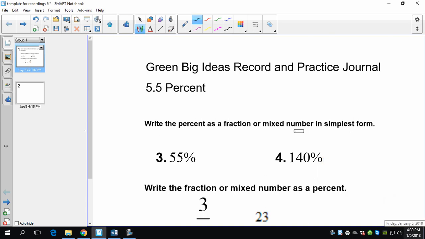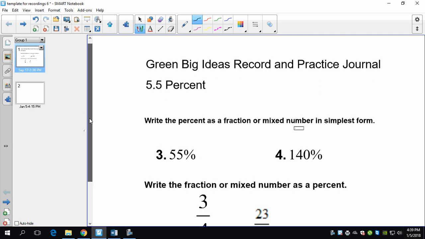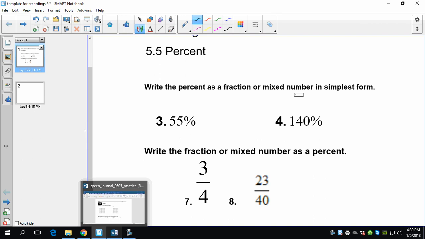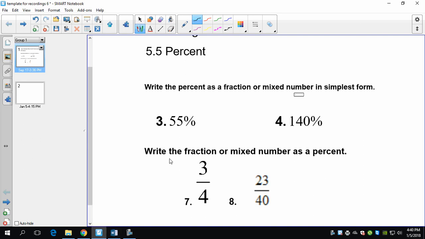We're working on 5.5 in the green Big Ideas Record and Practice journals, and the problems we're looking specifically at are the ones that say write the percent as a fraction or mixed number in simplest form. So number 3, the first thing we have to do if you have 55% is figure out, well, what does that actually mean? That essentially means we have 55 out of 100.